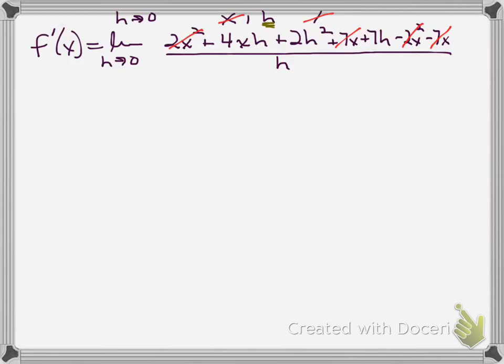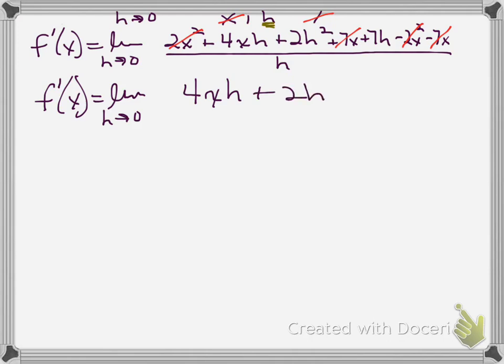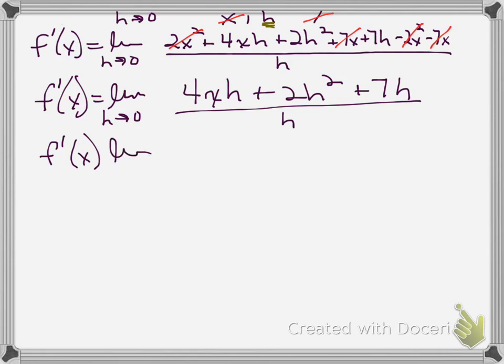Okay, so let's continue working with this. I'm going to rewrite it again, eliminating the items that I have been able to cross out. So in the numerator, I have 4xh plus 2h squared plus 7h, all over h. So next step, factor out that h.